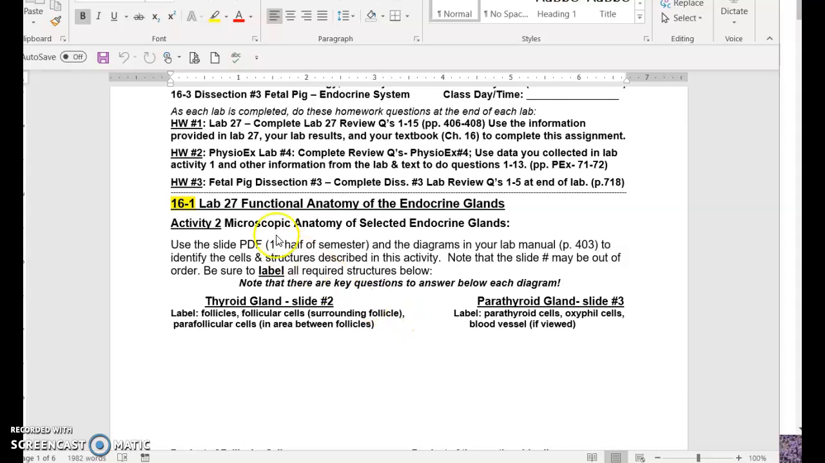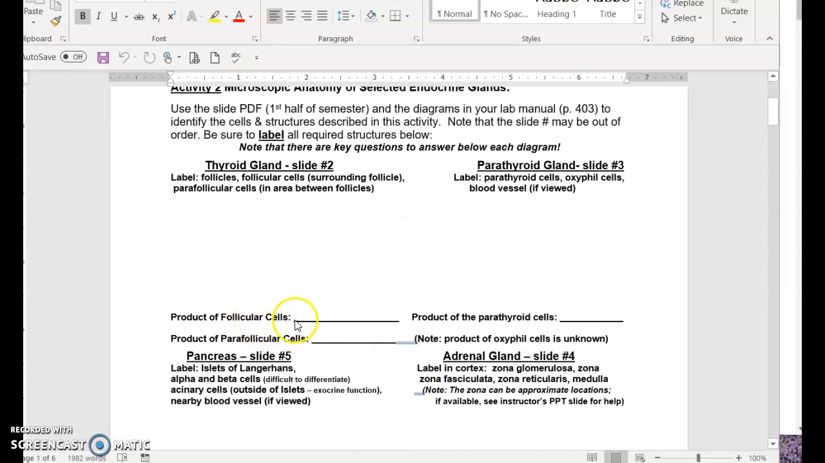So if you look in your lab manual, lab 27, you'll find a picture of the thyroid gland and you'll see the follicles, the follicular cells around them, and then the parafollicular cells beyond that. And you have to label those in your picture. So you do that for thyroid, parathyroid. There's a couple short questions here. These can all be answered by reading about the thyroid gland, either in your textbook or it's actually right there in the lab manual too. There's a section that tells you about the products of follicular cells, the products of parafollicular cells, and same here.